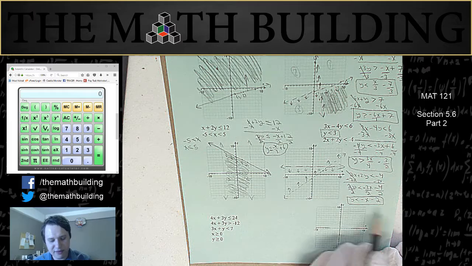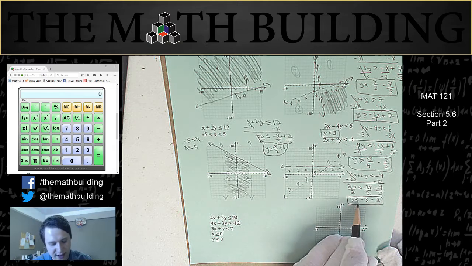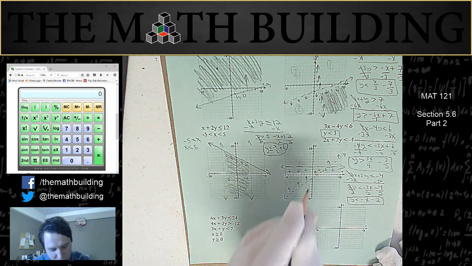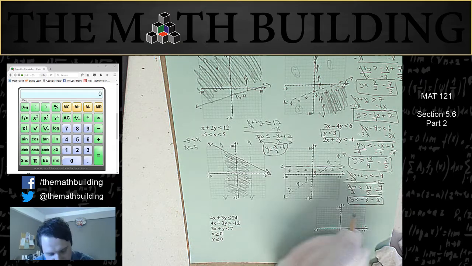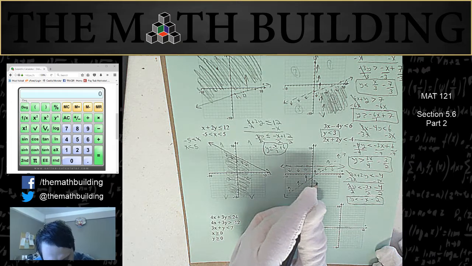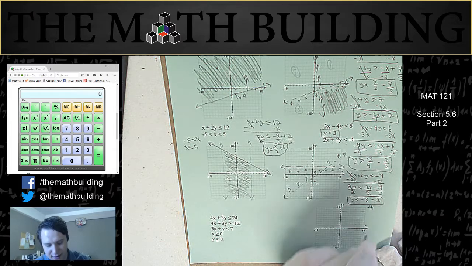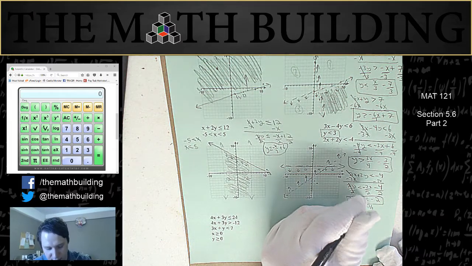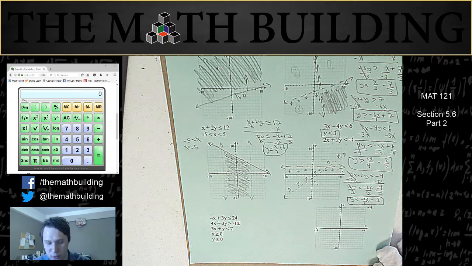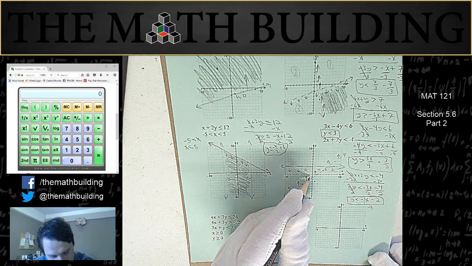If you have any questions about any of this, make sure you leave your question in the comments. Let's graph this. So y is less than negative x minus 2. So here's negative 2, and this is down 1 over 1, because the slope is negative 1 over 1. Also, this is a dotted line.